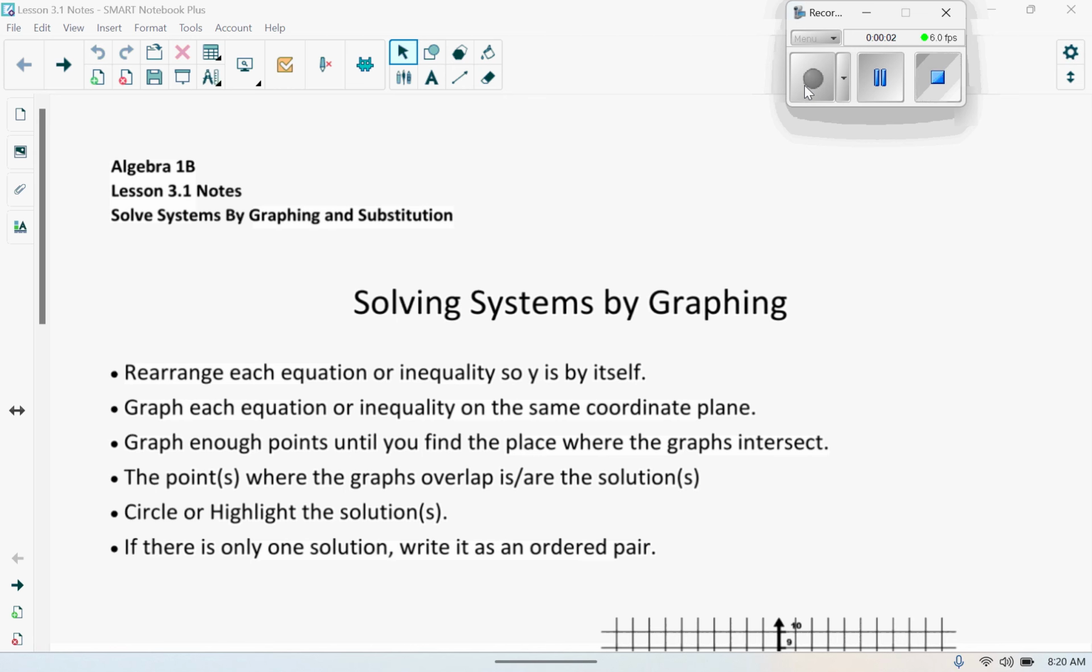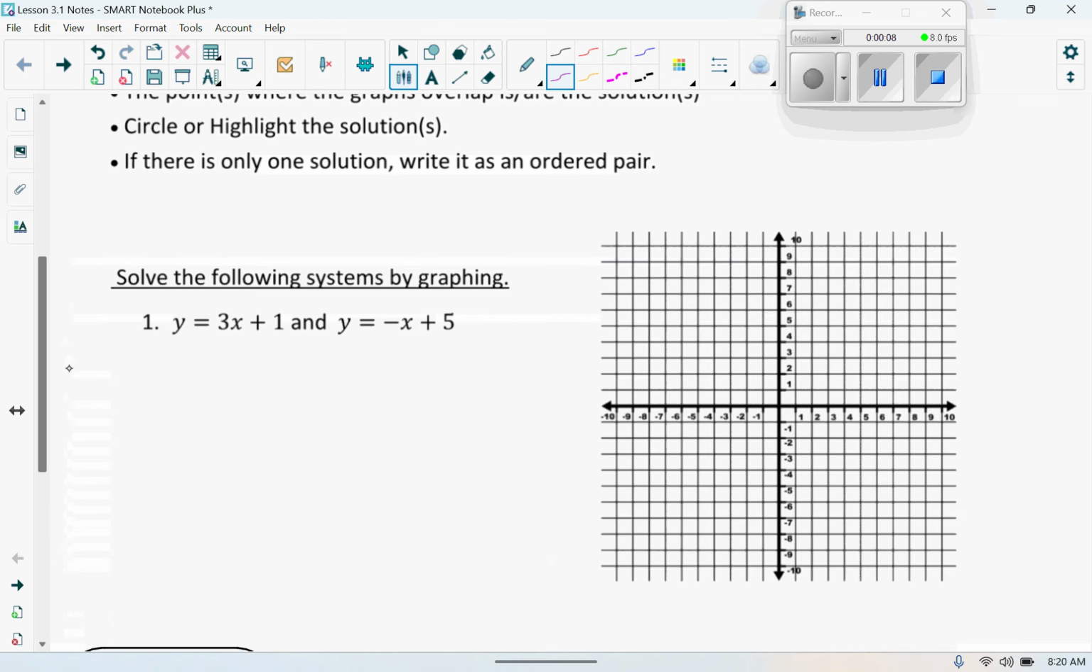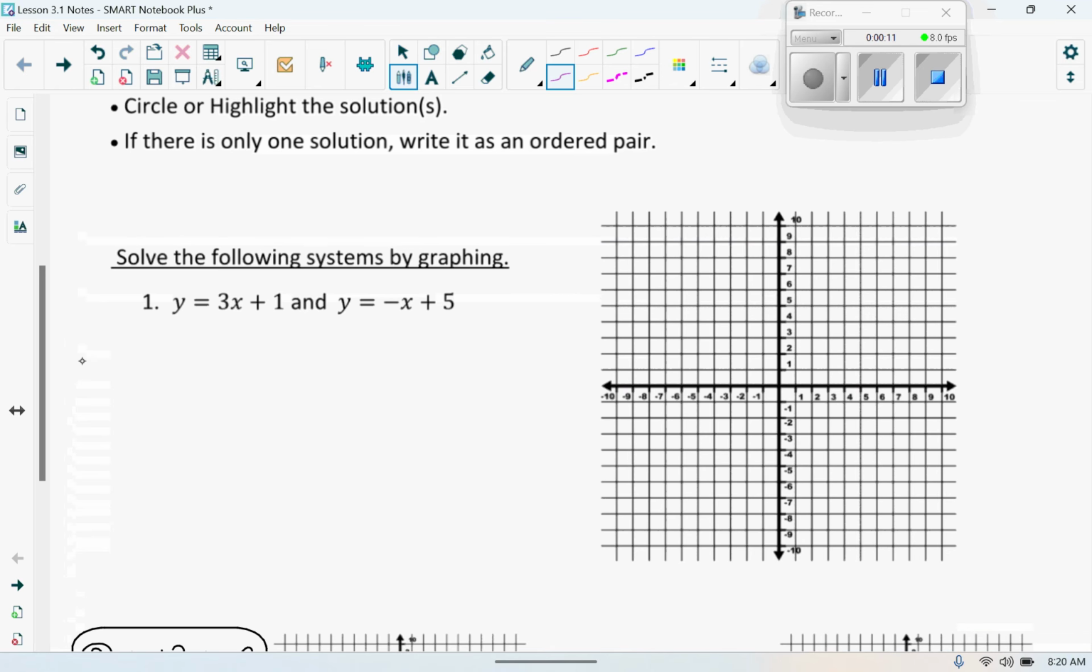Hi guys, welcome to Unit 3, Lesson 1, where we're going to be talking about solving systems by graphing and substitution. You guys are awesome at graphing already, so we're going to just graph each line here, and we're going to see where they come together. And where they come together, that's going to be our solution.